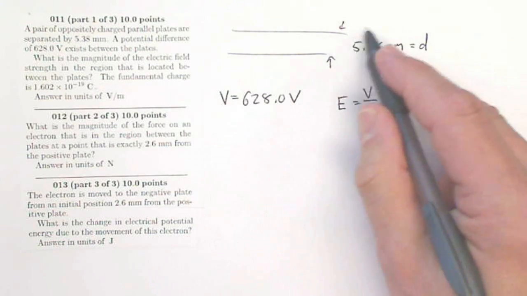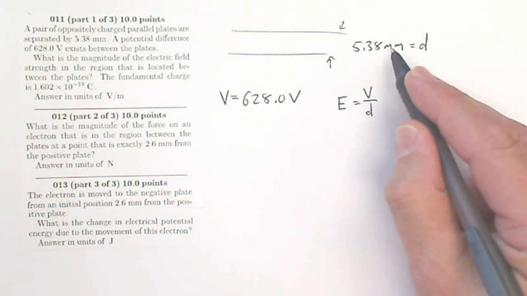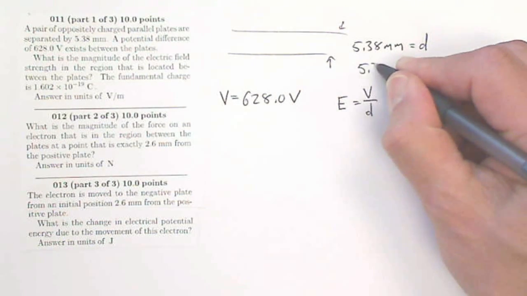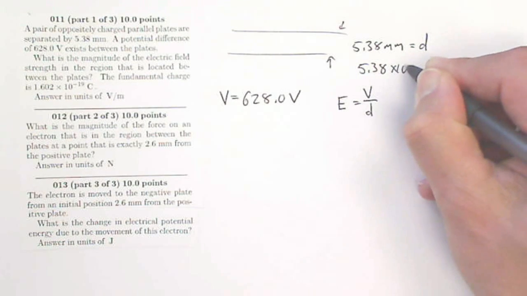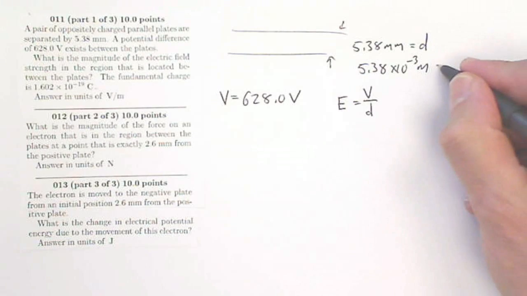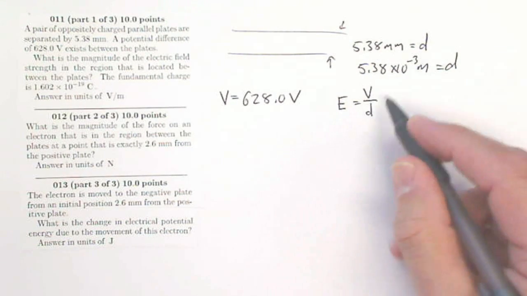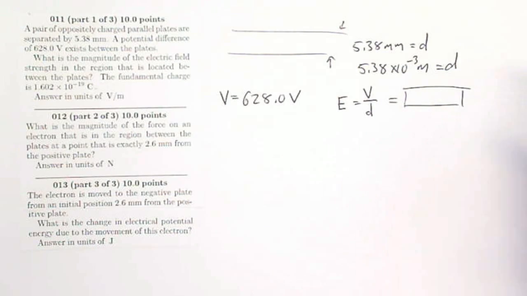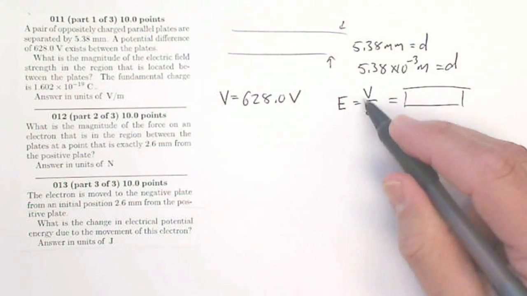I know my voltage, I know my distance. I have to be sure to put that in meters. So I could write this as 5.38 times 10 to the minus 3 meters. That's what milli means, 10 to the minus 3. So that's going to be my distance. So if I do E is V over D, I will get myself my electric field strength. How many volts per meter? Volts per meter.